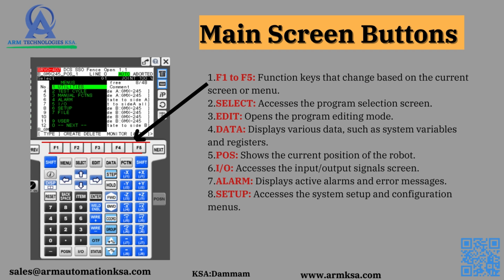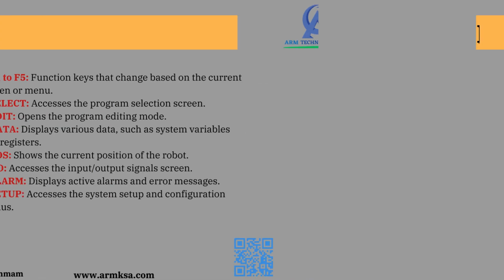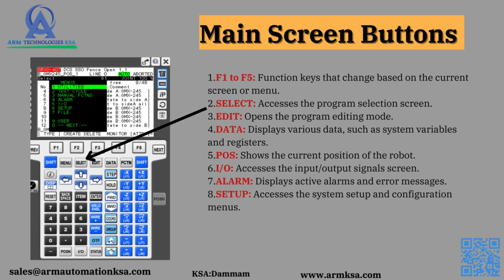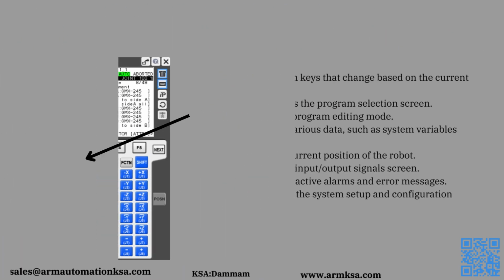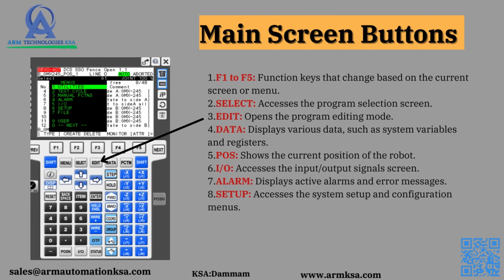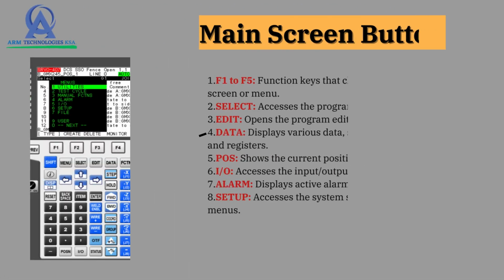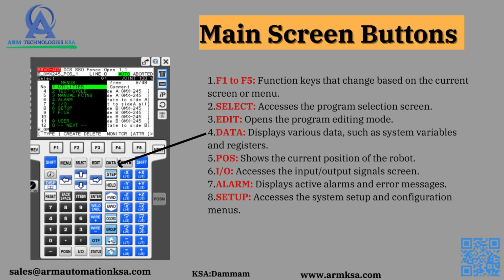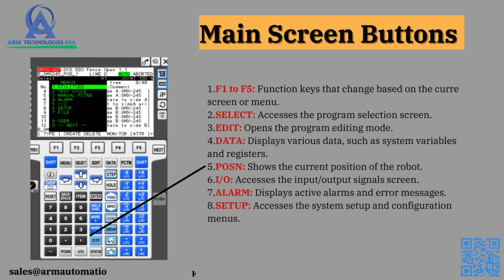1. F1 to F5, function keys that change based on the current screen. 2. Select, accesses the program selection screen. 3. Edit, opens the program editing mode. 4. Data, displays various data, such as system variables and registers. 5. Pause, shows the current position of the robot.